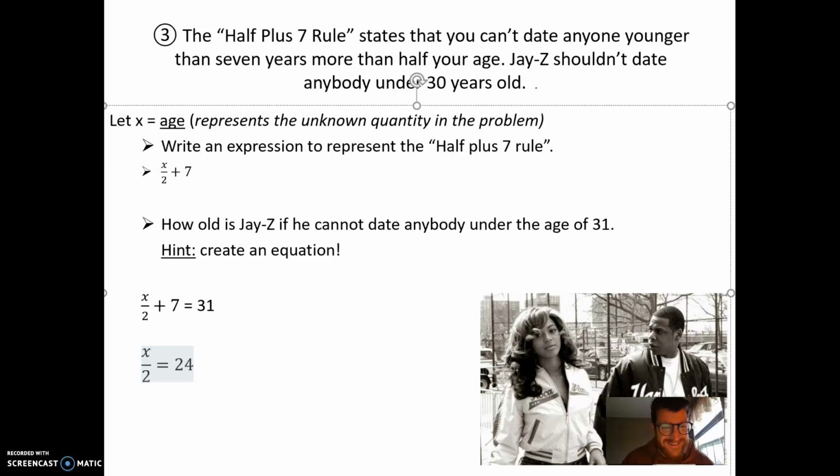It's early, guys. Now x is being divided by 2, and we need to get rid of that. The opposite of dividing by 2 is multiplying by 2. So we times both sides by 2. On the left side, that 2 just disappears. You're left with x equals, and on the right side, times by 2, you get 48. 48 years old. This is Jay-Z's age.